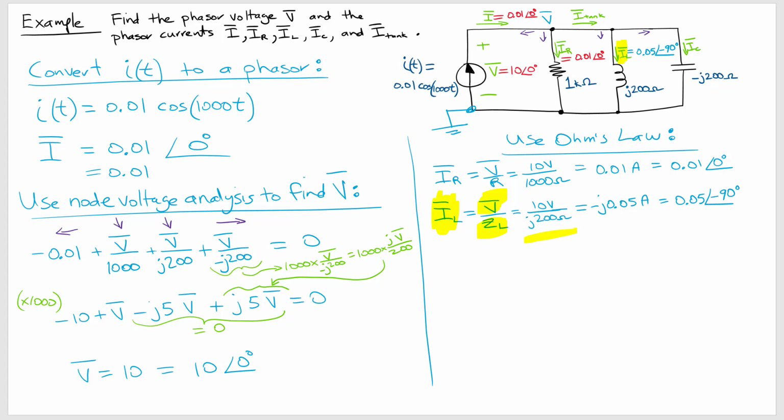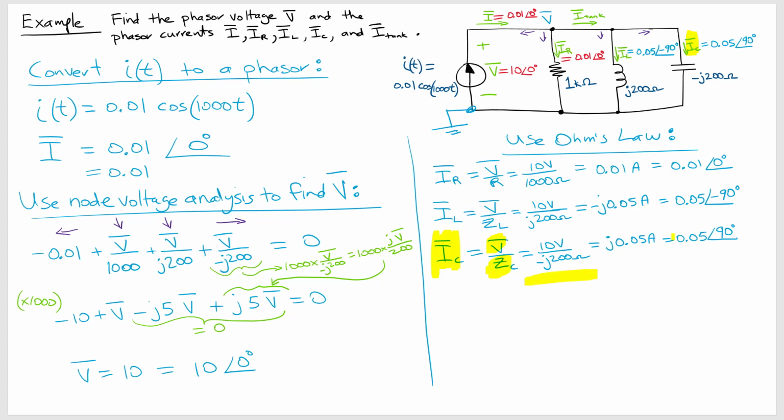So we put in our values here and then calculate, and we get the phasor form 0.05 with a phase angle of minus 90 degrees. Okay, the minus 90 is coming from the minus J. It's a value that resides purely on the negative imaginary axis, and that's why we have minus 90. And then when we do the phasor current for the capacitor here, then it's again voltage divided by impedance, plug in the values, and then calculate, and we get 0.05 with a phase angle of plus 90 degrees.